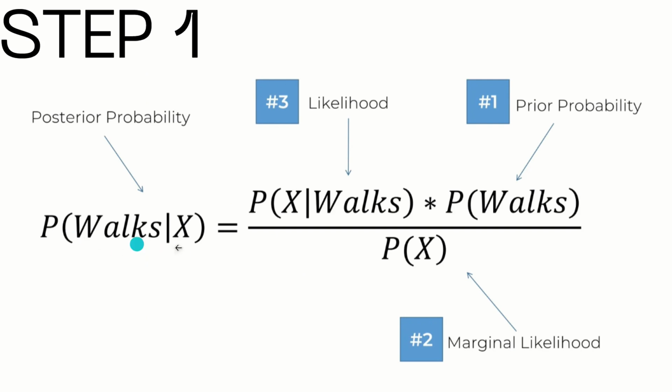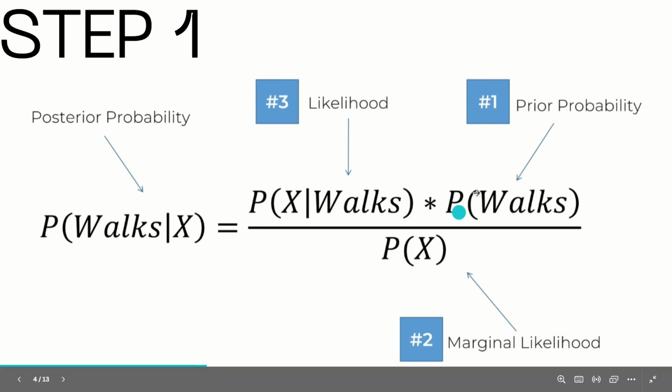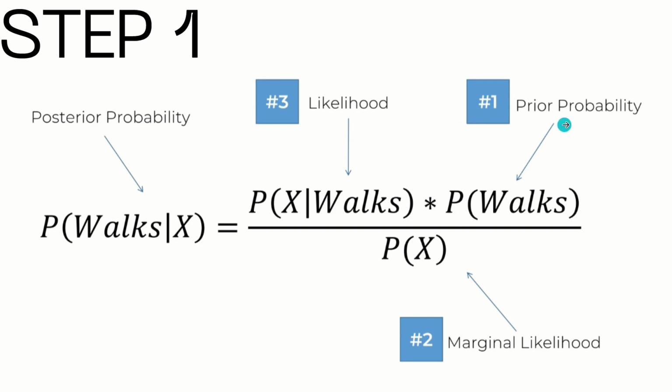So how can we represent this? This is a conditional probability. We already discussed in the previous video: the probability of the person walking given the features, and the features are nothing but age and salary. This is called the posterior probability. These are the terms we have to remember. The formula is: posterior equals likelihood times prior probability over marginal likelihood. So these are the things we have to calculate. You can see the numbering: we first calculate the prior probability, then the marginal likelihood, then the likelihood, and then we can get the posterior probability.